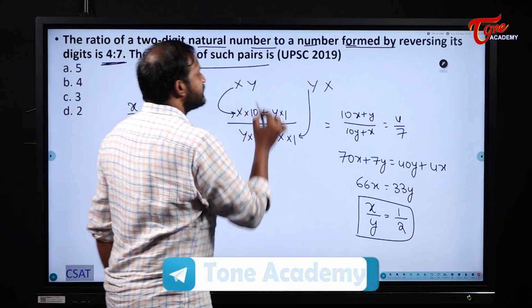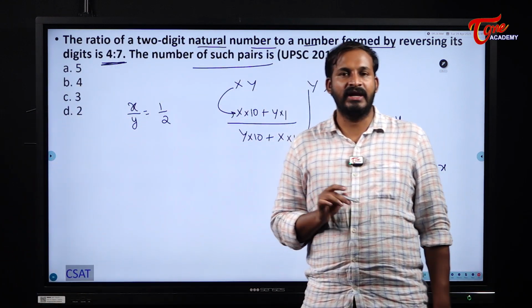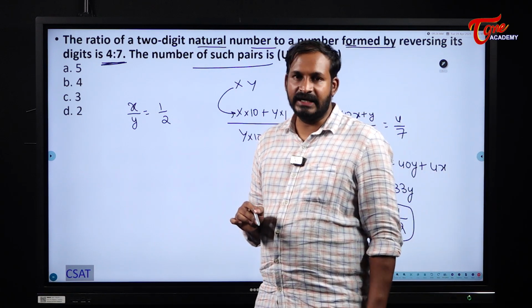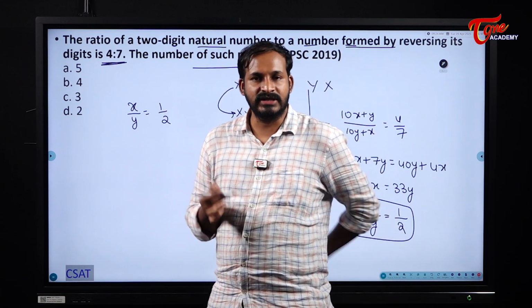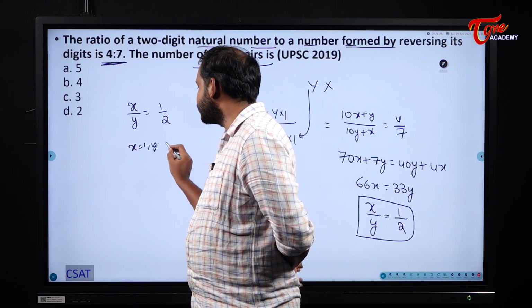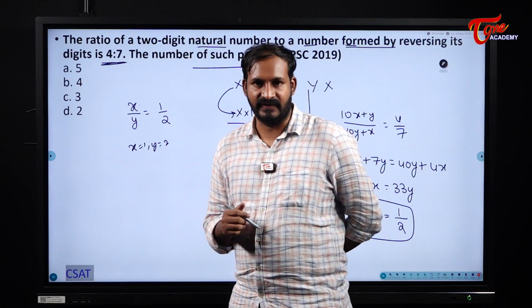How many such pairs are possible for us? First of all, x and y are single digits. Is it clear? Okay, now tell me what values I can take. If I take x value as 1 and y value as 2, then x by y will become 1 by 2. Yes, there is a chance for me.